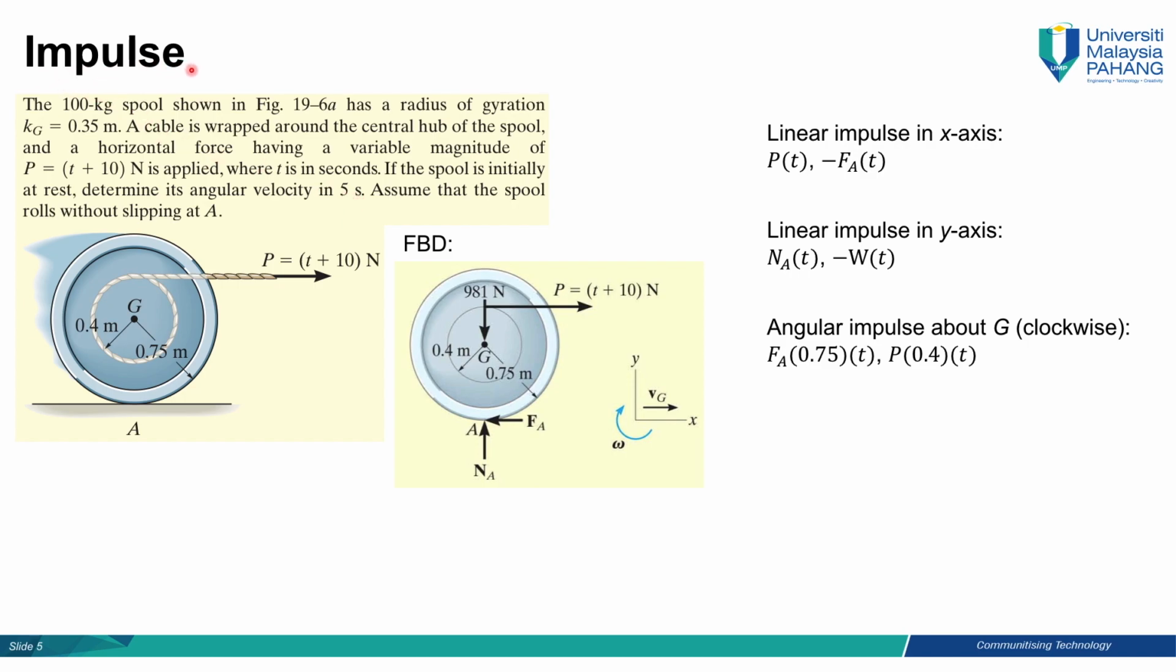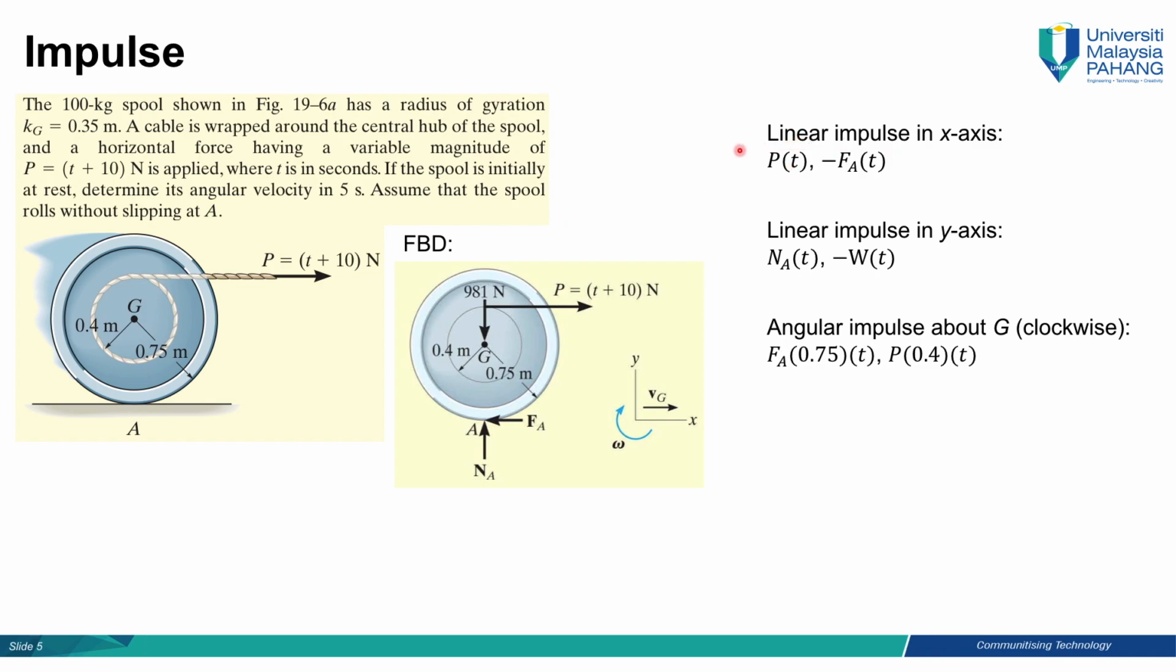To calculate the impulse, we need to draw the free body diagram. So please remember, every time you face an impulse and momentum question, please draw the free body diagram. So this is the free body diagram of this rigid body here. We have the weight pointing down, we have the normal at point A, we have the friction force, and also the force P. So here, as you have already seen, we have three equations.